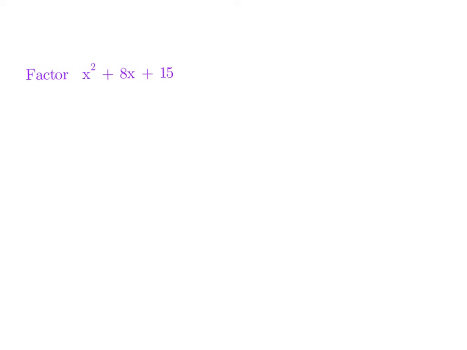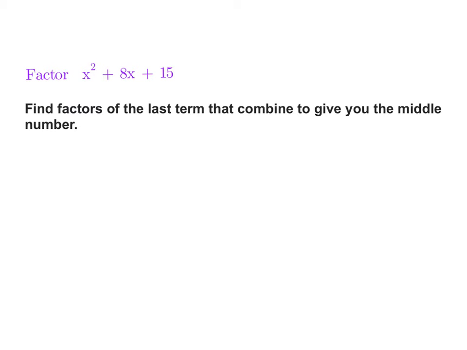Okay, so the problems in this form, the basic strategy is this. You're finding factors of the last term, and we're including the sign. So in this case, positive 15, that combine to give me positive 8. Right. In a case like this where the last term is positive, the factors that you're going to use will always be the same sign as whatever this number is. In the next example, it's going to be negative, so their signs are going to be opposite. Okay. So what are the factors of 15 that add up to 8?